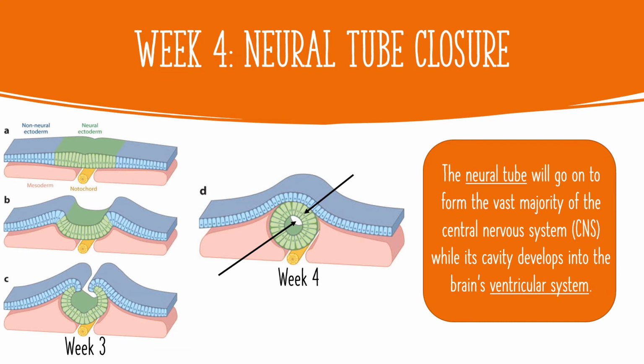In week 4, this neural groove closes, forming a neural tube. This neural tube will go on to form the vast majority of our central nervous system. Its cavity will later develop into the brain's ventricles. If you're not sure what ventricles are, be sure to check out our meninges video on YouTube.